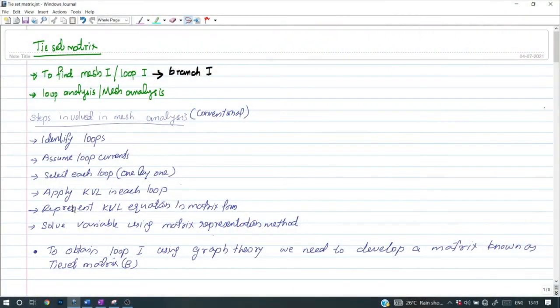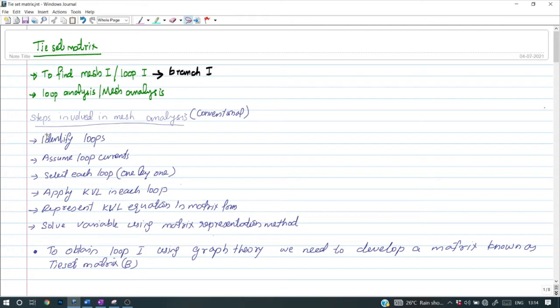In this video, we are going to discuss the tie-set matrix. The tie-set matrix is used to find mesh current or loop current. Thereby, we can utilize the tie-set matrix in graph theory in order to find branch current. It is done by using a process which is analogous to mesh analysis.